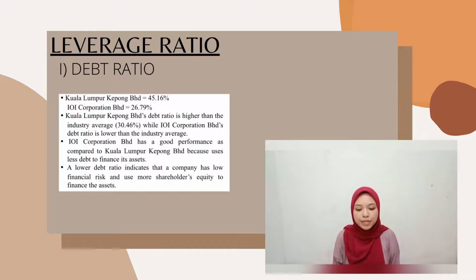For the debt ratio, the debt ratio for Kuala Lumpur Kepong Berhad is 46.16% and IOI Corporation Berhad is 26.79%. Kuala Lumpur Kepong Berhad's debt ratio is higher than the industry average, which is 30.46%, while IOI Corporation is lower than the industry average.